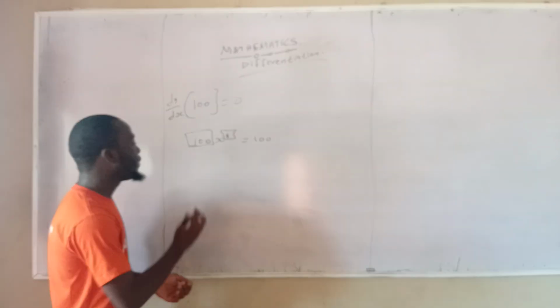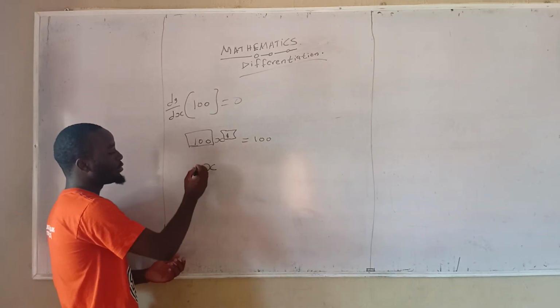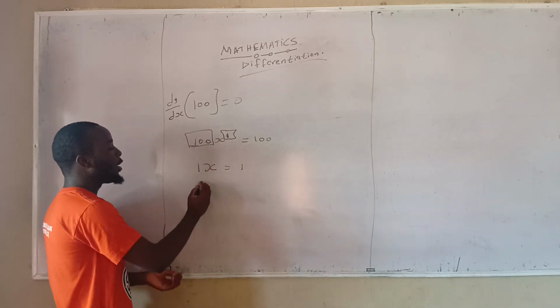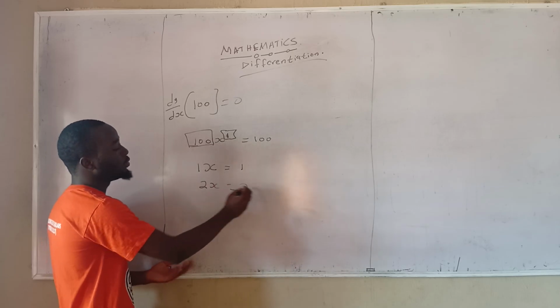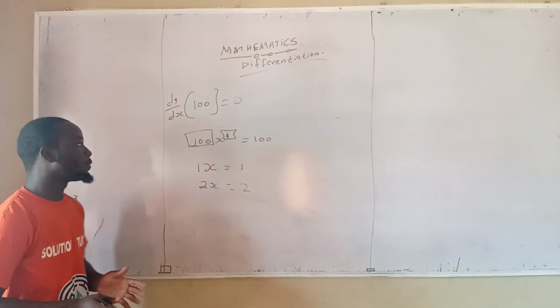Differentiation of 1x is 1. That's why we say that d/dx of ordinary x, ordinary x meaning 1x, is 1. Of 2x, it is 2. The differentiation is always 2.